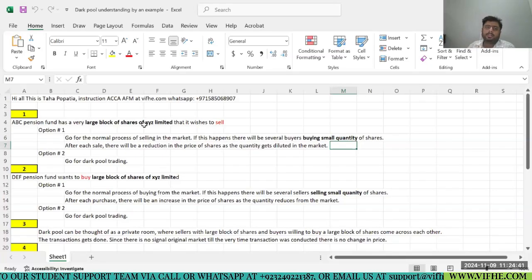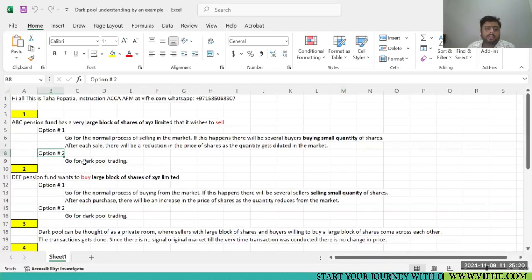They are selling their shares of XYZ Limited daily. It might be true, but it might also be wrong. But after each sale, due to uncertainty, due to selling of shares of XYZ Limited daily, there will most likely be a reduction in the selling price of the shares. So how does ABC Pension Fund save themselves from this reduction in selling price? Because even a very slight dip in the selling price is going to be a huge loss that ABC Pension Fund is going to suffer from.